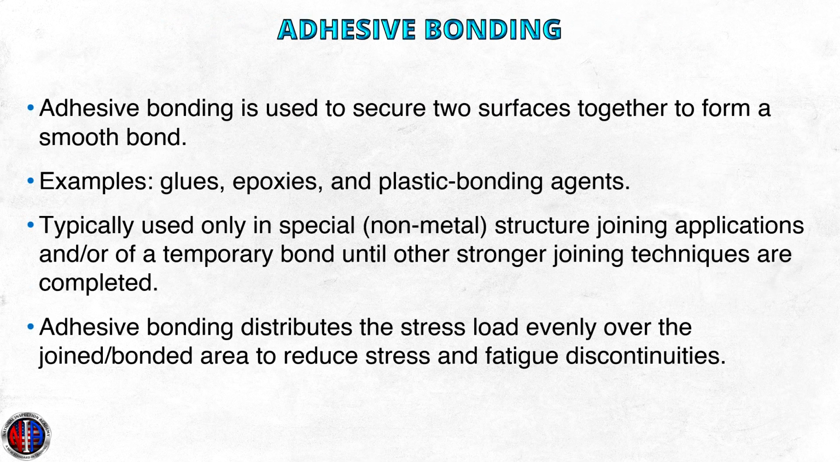Adhesive bonding. Adhesive bonding is used to secure two surfaces together to form a smooth bond. The use of glues, epoxies, and plastic bonding agents are typically used only in special structural joining applications and/or of a temporary bond until other stronger joining methods or techniques are completed. Although most glues and adhesives have relatively poor bond strength, many new agents are extremely strong and are slowly finding their way into the variety of applications where the environment, meaning the UV radiation, heat, and moisture, do not impact or degrade their molecular strength.